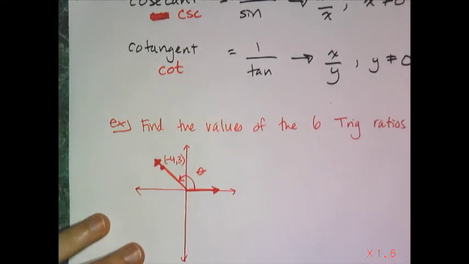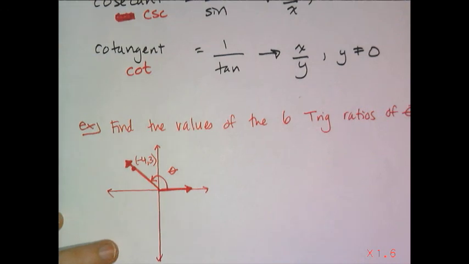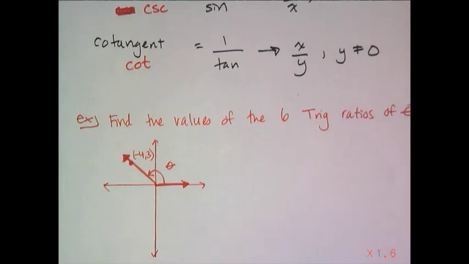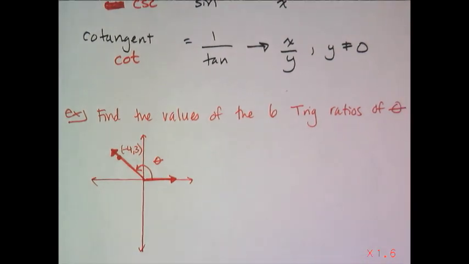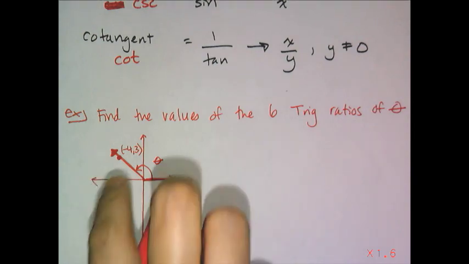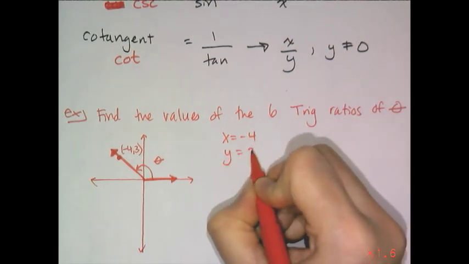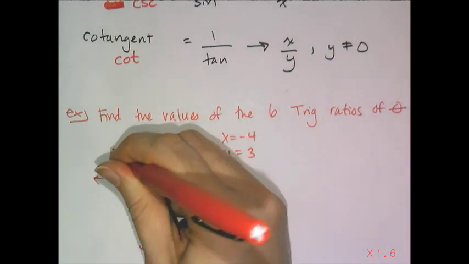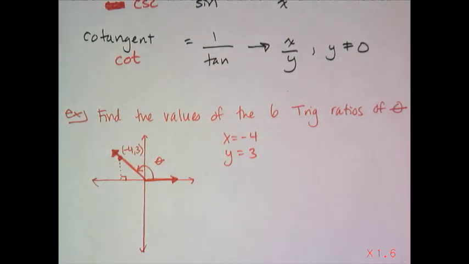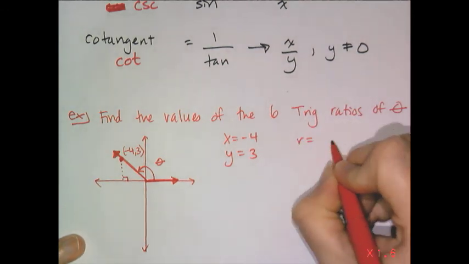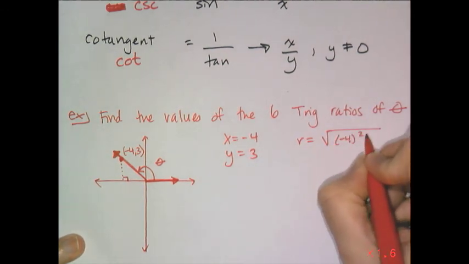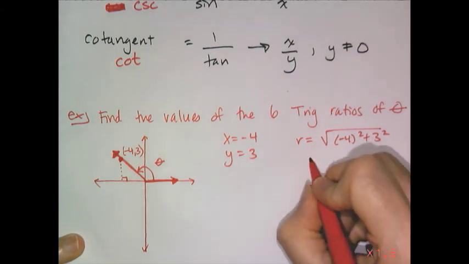With this information, I can give you an angle in standard position and say, find the 6 trig values of theta. So I want sine, cosine, tangent, secant, cosecant, and cotangent. I start off, well, I know my x value is -4, and my y value is 3, and I can form a little right triangle with the terminal side and figure out the value of r, which is the square root of (-4) squared plus 3 squared, which is just 5.